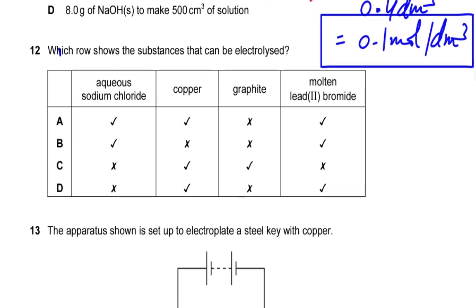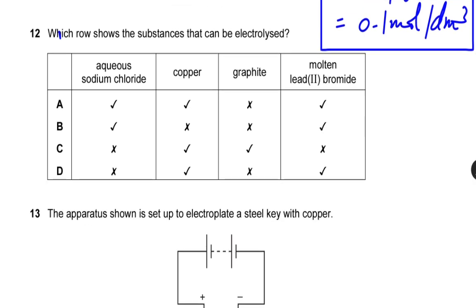Which row shows the substances that can be electrolyzed? Aqueous sodium chloride, copper, graphite or molten lead bromide. So aqueous sodium chloride can be electrolyzed. Yes, it can be electrolyzed. Both options are correct, A, B.